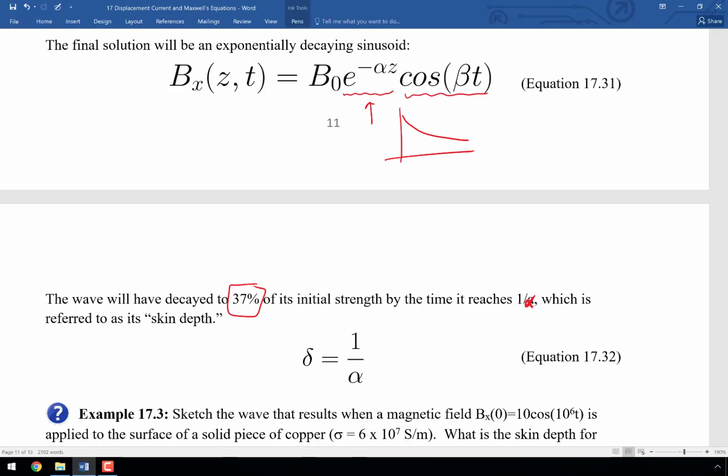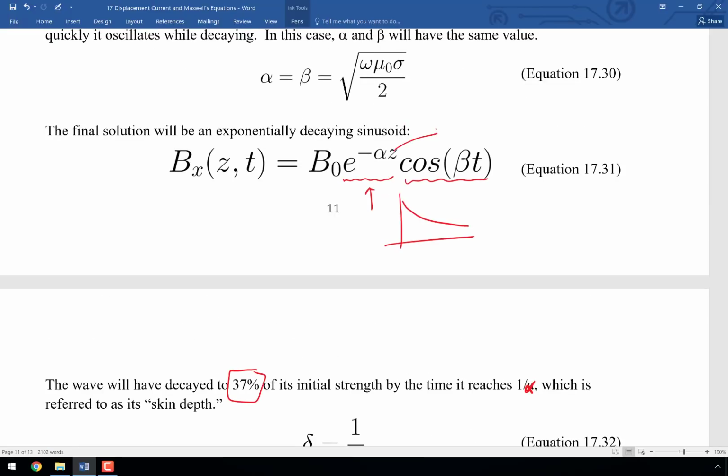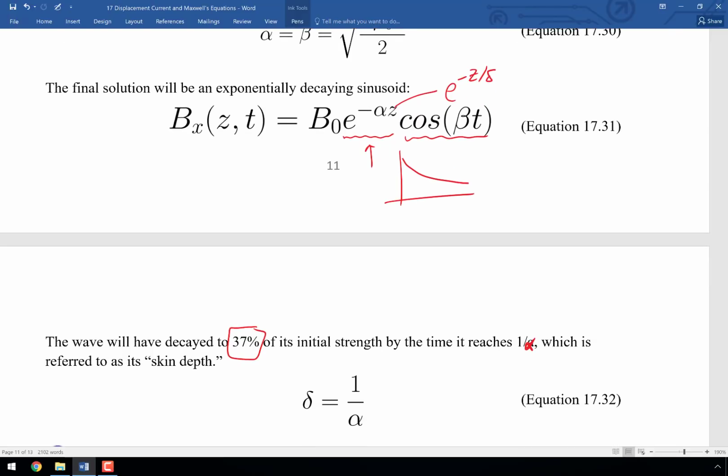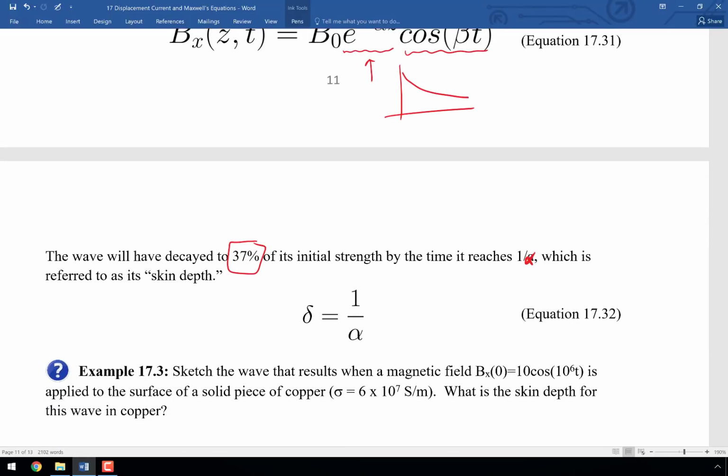So, let me scroll back up here. Instead of e to the minus alpha times z, we could have said e to the minus z divided by the skin depth. So that's going to be the skin depth there. The skin depth is sort of like a time constant. It says how far you have to go into the material before it has decayed to 37% of its original value. Let's see this with some real numbers.